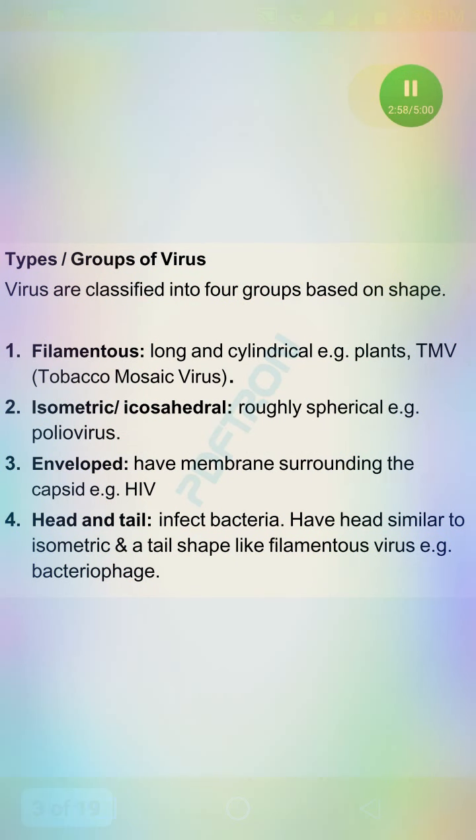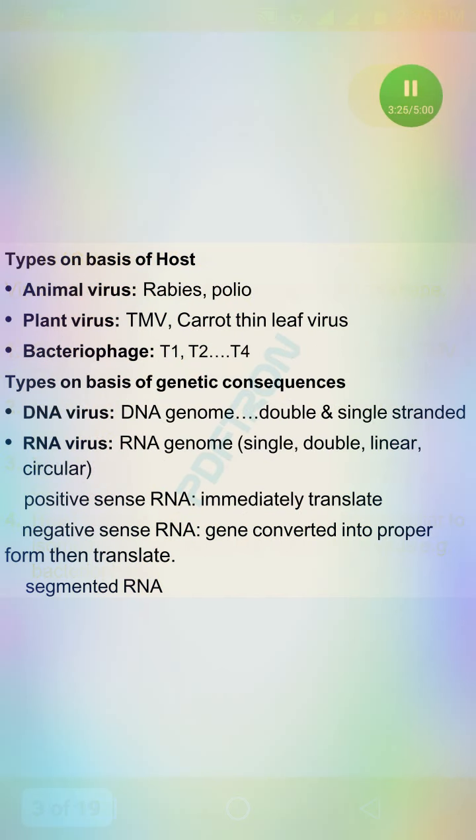Types of virus. Viruses are classified into four groups based on shape: helical, long and cylindrical, like tobacco mosaic virus; isometric, roughly spherical, like poliovirus; enveloped, which have membranes surrounding the capsid; and complex, with head and tail. In fact, bacteriophages have a head similar to isometric, with a tail shaped like filaments. Virus: bacteriophage.